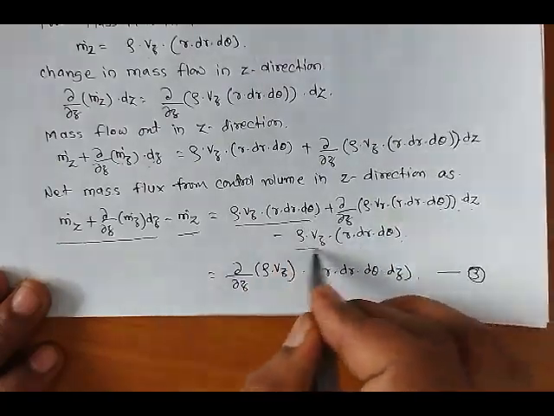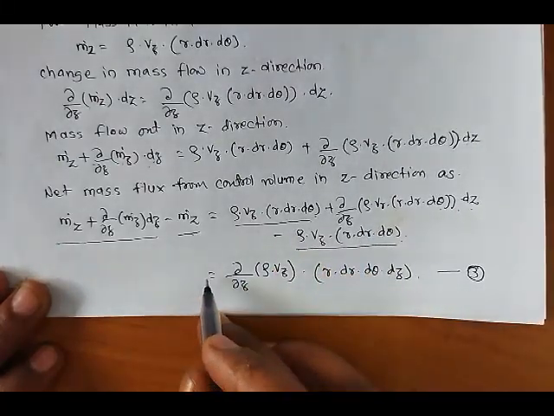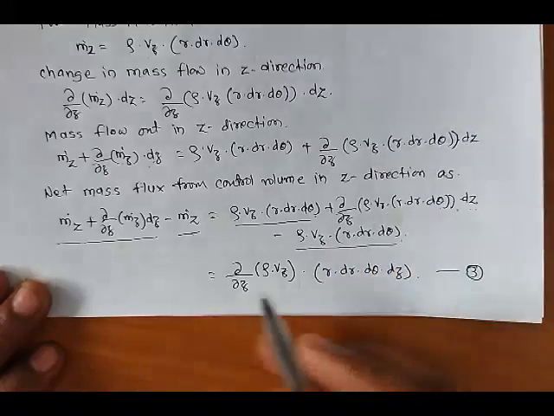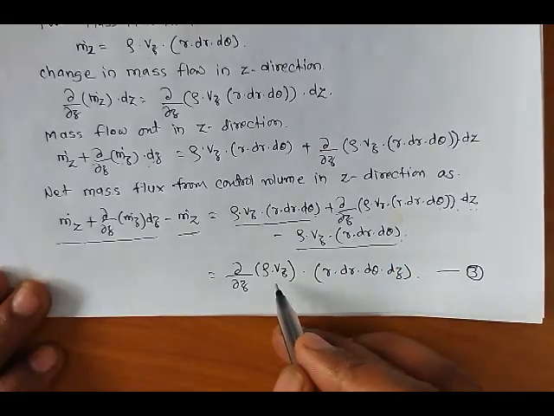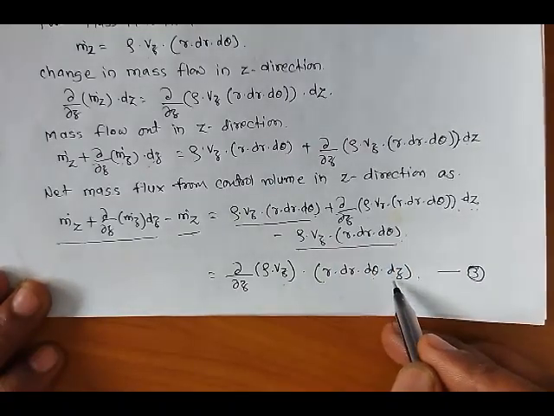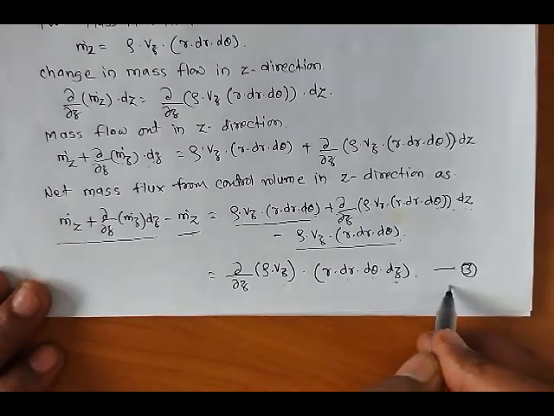If you see, these terms are similar, so they are going to cancel. What remains is ∂/∂z of (ρ v_z) r dr dθ dz. This is our equation number 3.